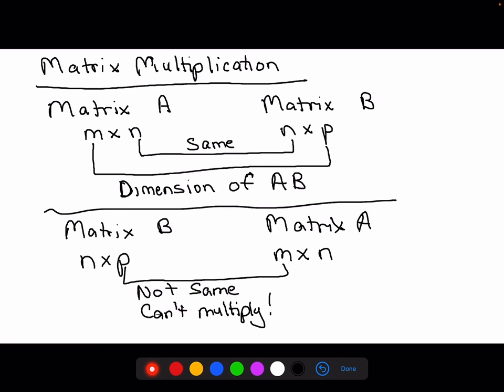And you might be wondering, well, why is that? Like, this seems kind of out of left field. Why would that matter? Well, it all has to do with how matrices are multiplied.